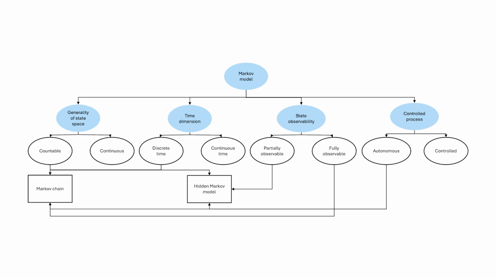categorizations. And as you can see, the Markov chain, which is the model that interests us, is in a countable state space. So it's a finite number of states involved. In terms of time dimension, it's about discrete time. And it's fully observable in terms of states. So we know all the states in advance, not as in the case of a hidden Markov model. And it's autonomous because once we set the probabilities, we can simulate the system autonomously.